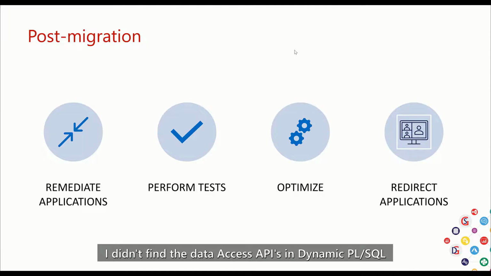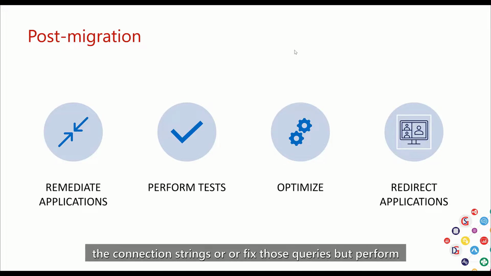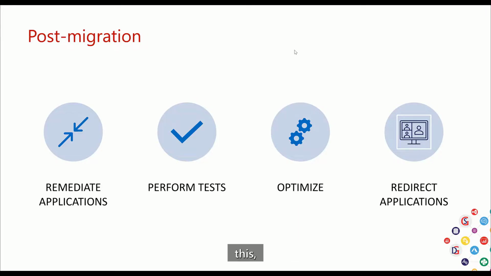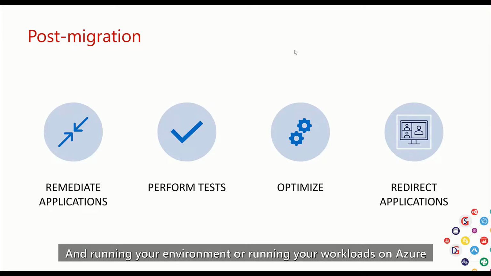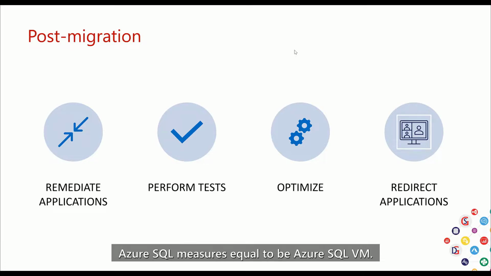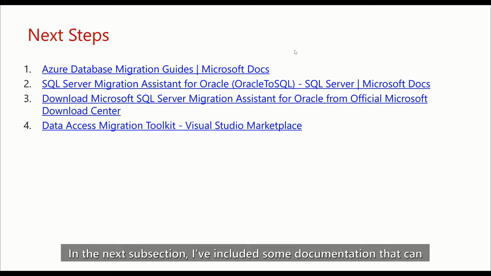Identifying the data access APIs and dynamic PLSQL queries from the application is not the end. You also need to update either the connection strings or fix those queries, but performing tests and optimizing your workloads are as important as the conversion phase. And once you are done with all of this, the next step would be redirecting your applications and running your workloads on Azure SQL, Azure SQL MI, Azure SQL DB, Azure SQL VM, any target that would fit your workloads.